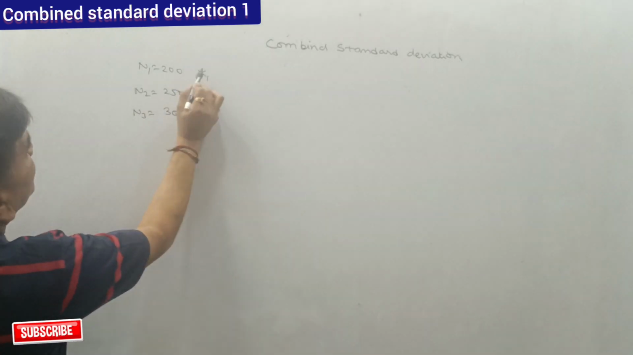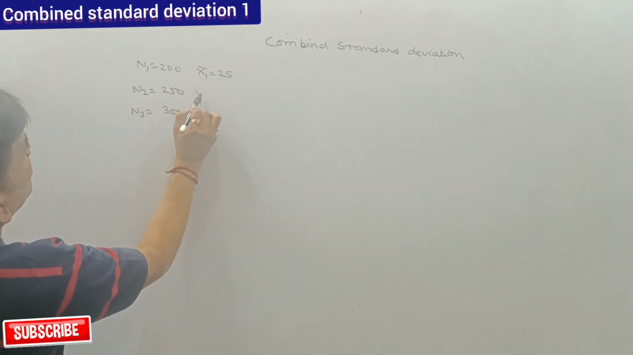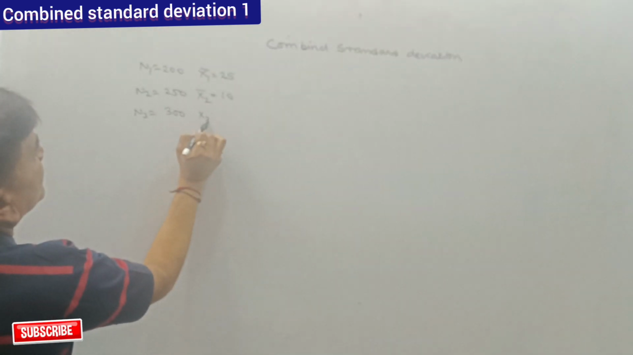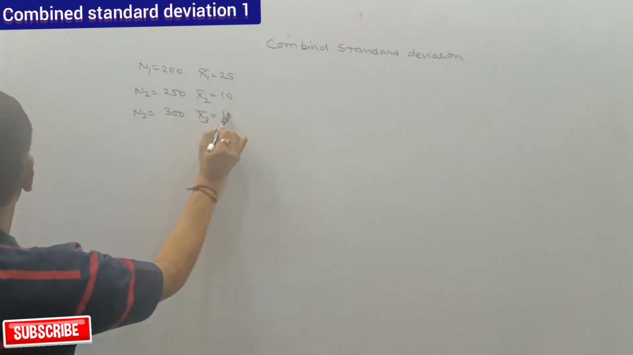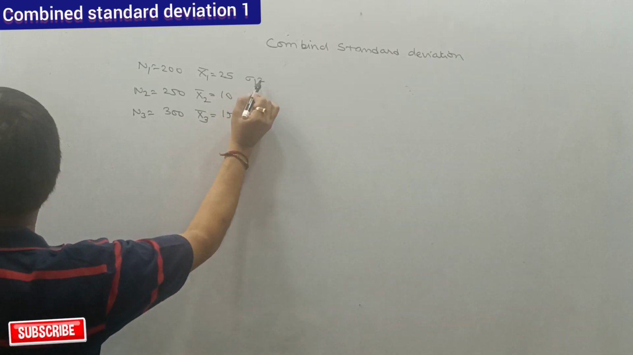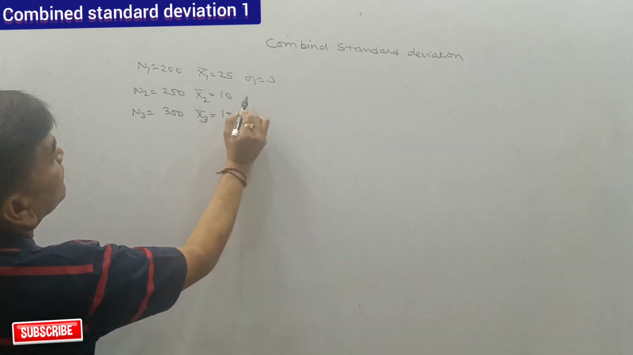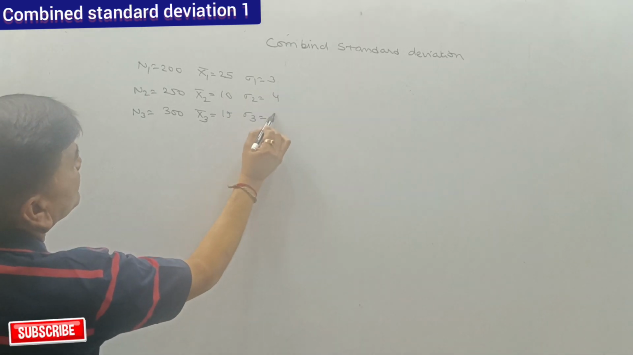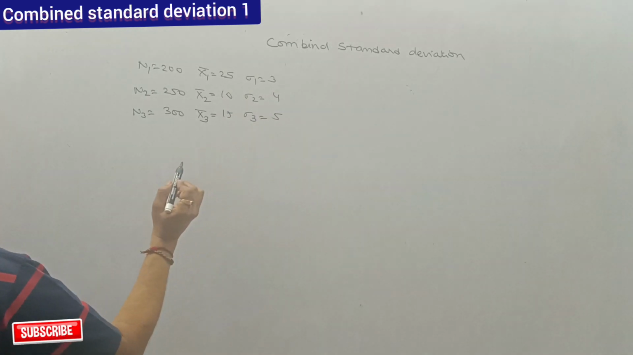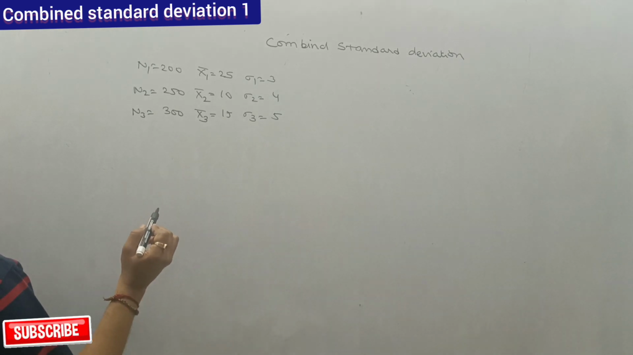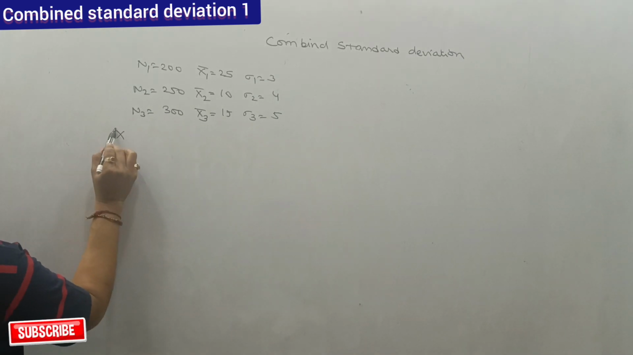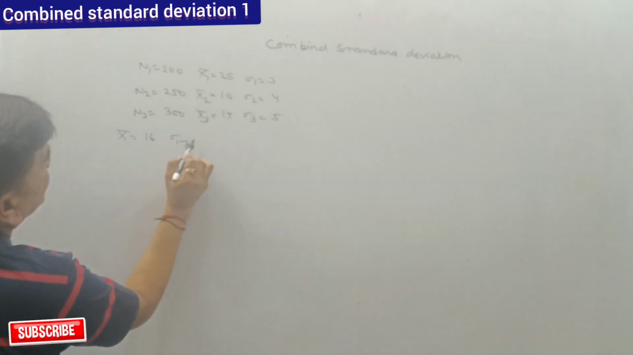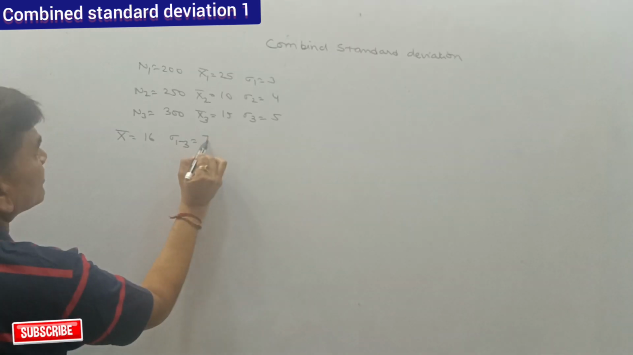Value of x bar 1 is 25, value of x bar 2 is 10, and value of x bar 3 is 15. Value of standard deviation 1 is 3, standard deviation 2 is 4, and standard deviation 3 is 5. We are to prove that the combined arithmetic mean will be 16 and the combined standard deviation σ123 will be 7.2.